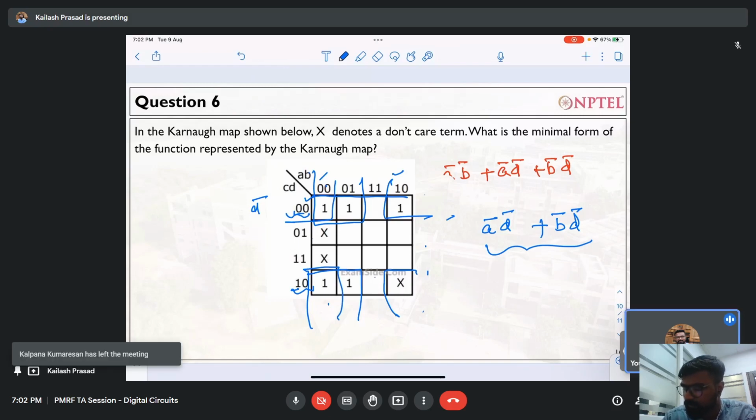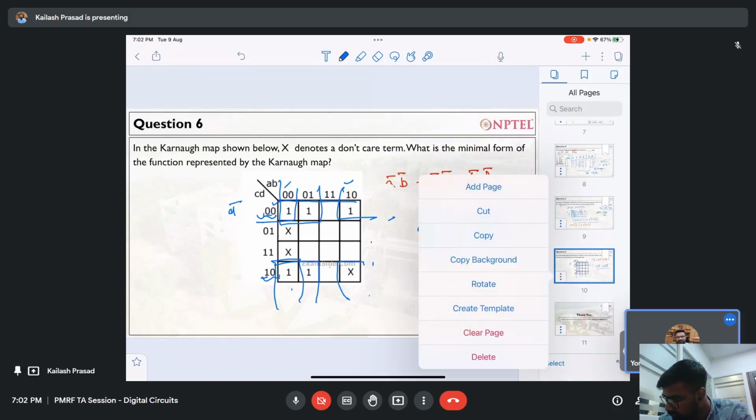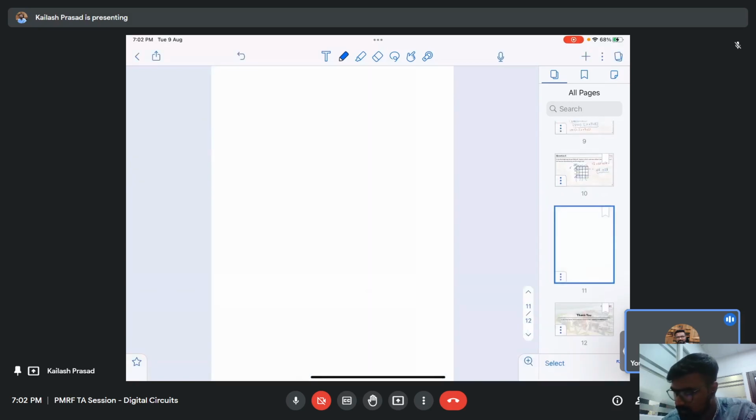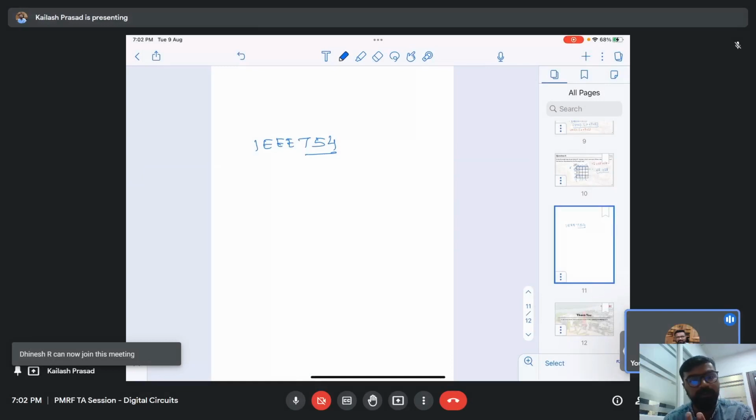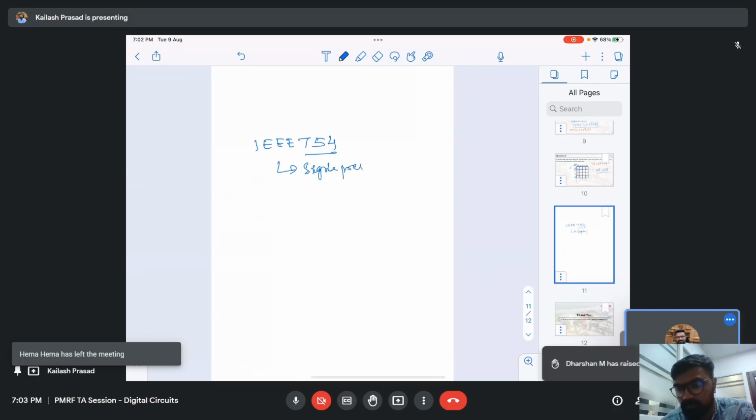Let me tell you what the things are. There are various terms. The first one is IEEE 754. This is the standard. There are two precisions which are generally available, and we go up to a third precision also. The first precision is single precision. When I talk about single precision, it is 32 bit.